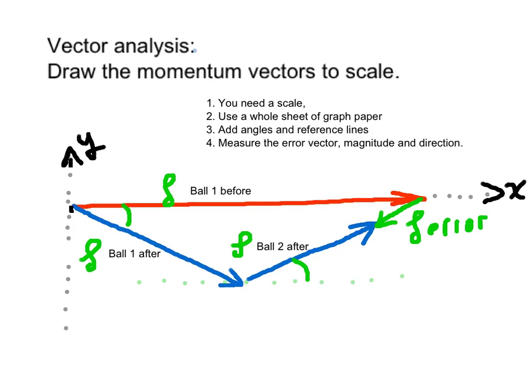So momentum is a vector, so that's how we're going to draw them. The red line is the momentum of ball 1 before the collision. It's your reference line. I'm going to call it my x-axis. And then I'm going to draw the momentum vector for ball 1 after the collision and add to it the momentum vector for ball 2 after the collision. Show the angles. You're measuring everything to scale. Calculate your scale ahead of time. You want to fill the whole paper. And they probably won't be the same. And so the difference between the red line and the blue lines is your error.